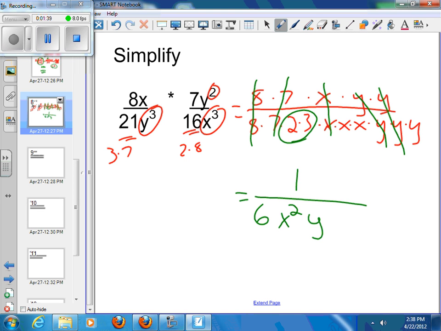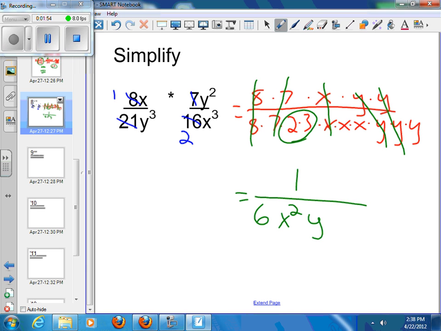The other way you can look at this is you can subtract your exponents. When you divide, you subtract your exponents. So I'm going to go back to the beginning here. I'll grab my blue. And so I'm going to look at this. I'm going to go 8 and 16 makes that a 2, and this is a 1.